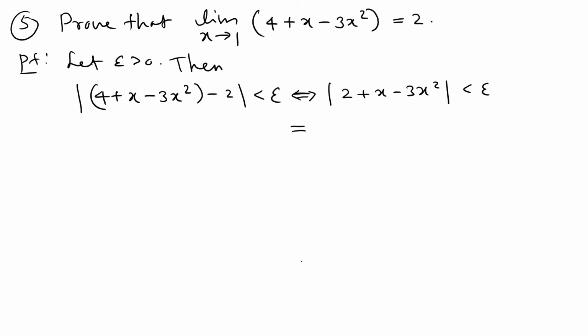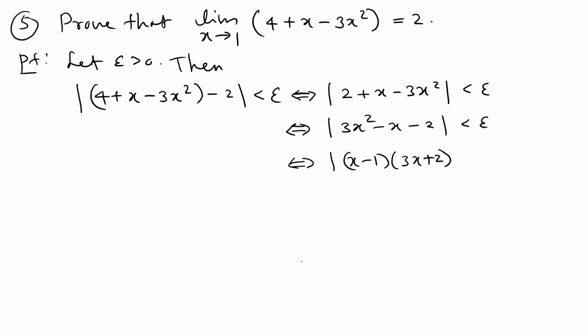This is if and only if. Inside the absolute value you can switch the order, so we can multiply by a negative sign and write absolute value of 3x squared minus x minus 2. That's exactly the same. Now we can factor, again if and only if, since they are all equal. It is x minus 1 times the other factor, 3x plus 2, less than epsilon. If you pull the x minus 1 out, you get the other factor, which is 3x plus 2.